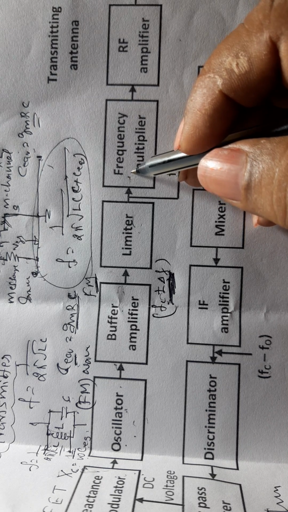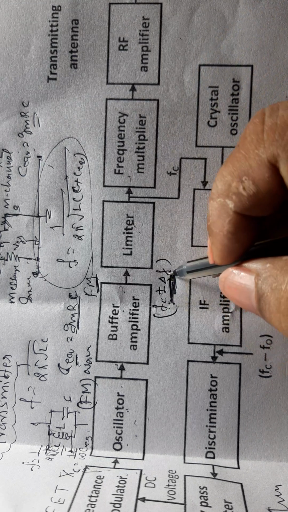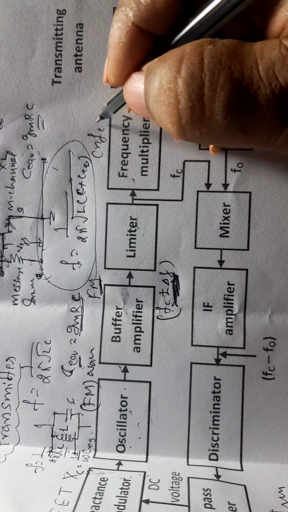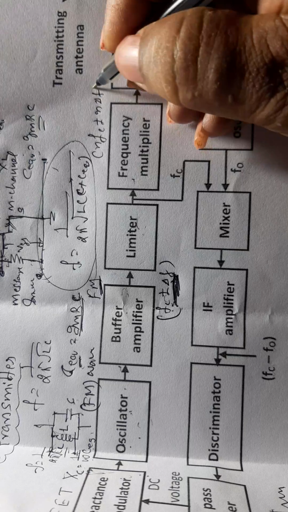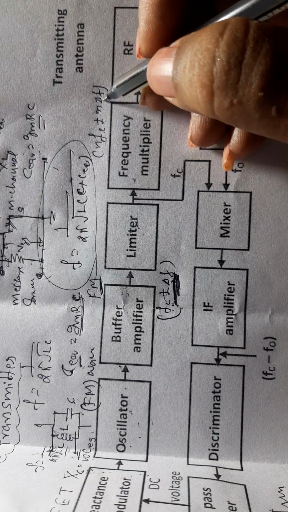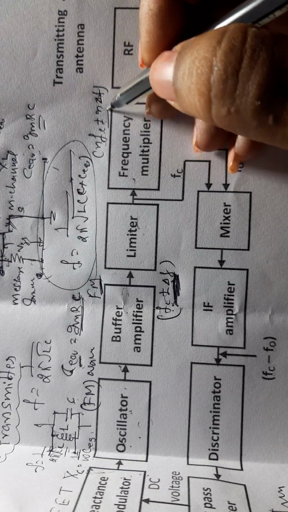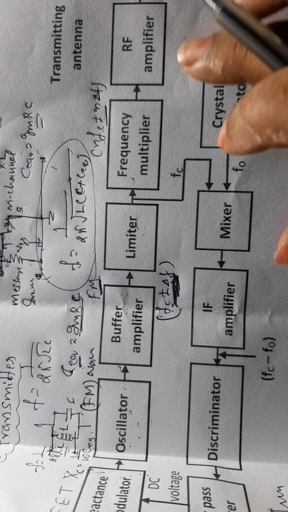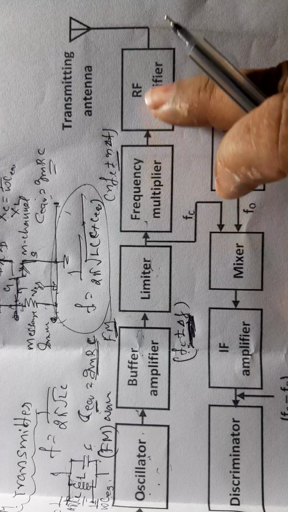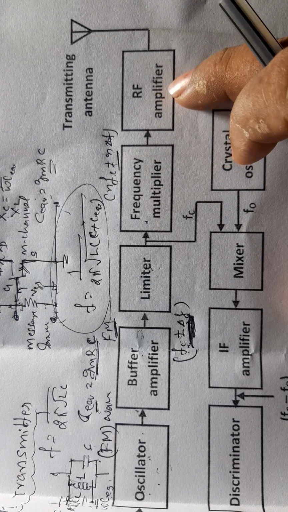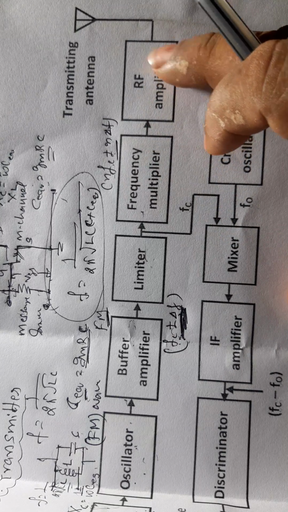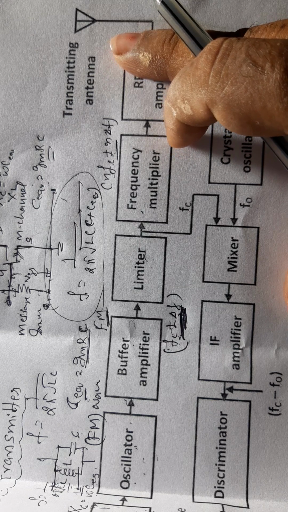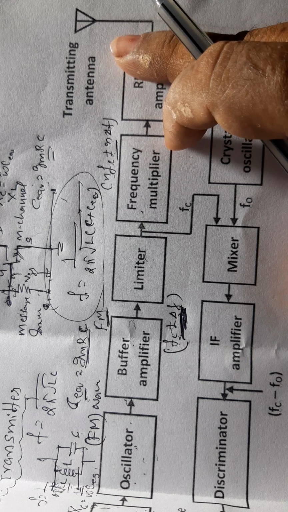Suppose it multiplies n times, then both Fc and the carrier deviation get multiplied. The output of this is now n Fc plus or minus n delta F. This n times Fc plus or minus n times delta F is a very high frequency called radio frequency, and this radio frequency is amplified by the radio frequency amplifier. That is, the amplitude increases to the required level.